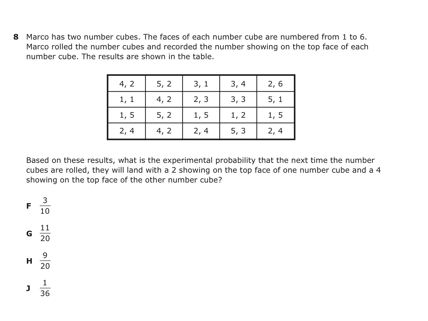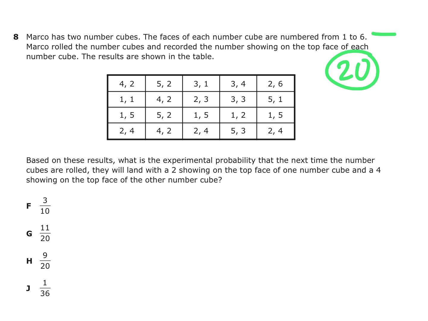Okay, problem number 8. Marco has 2 number cubes. The faces of each number cube is numbered 1 through 6. Marco has rolled the number cubes and recorded the number showing on the top face of each number cube. And the results are shown. So he got a 4 and a 2, 5, 2, 3, 1, and so on. So you see all the results there. And you're going to have 1, 2, 3, 4, 5, 1, 2, 3, 4. So there's 20 different times that he rolled the cubes.